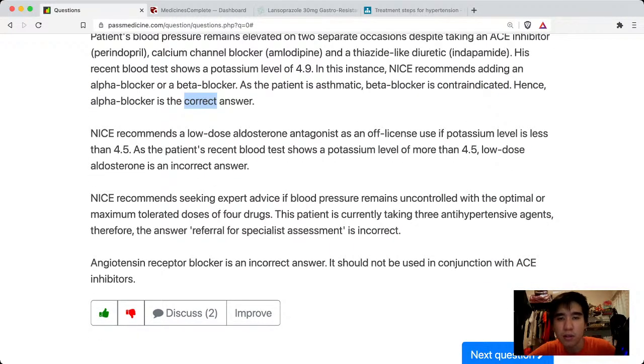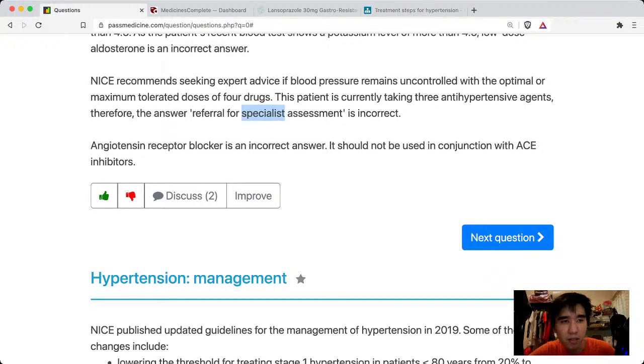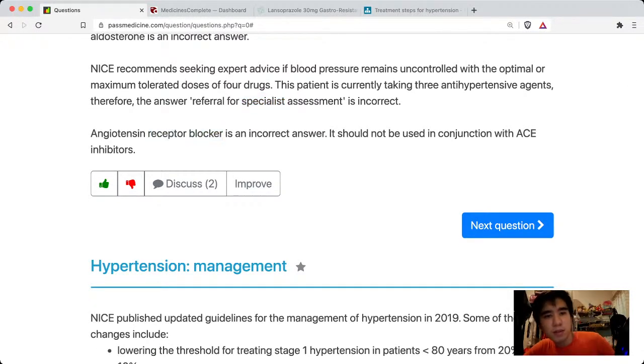NICE recommends a low-dose aldosterone antagonist as an off-license use if potassium level is less than 4.5. As the patient's recent blood test shows a potassium level of more than 4.5, low-dose aldosterone is an incorrect answer. NICE recommends seeking expert advice if blood pressure remains uncontrolled with the optimal or maximum tolerated dose of 4 drugs, or 3 drugs if the patient is at risk. The patient is currently taking 3 antihypertensive agents, therefore referral is incorrect. Well, depends on each individual, I guess. Angiotensin receptor blocker is an incorrect answer. It should not be used in conjunction with an ACE inhibitor.